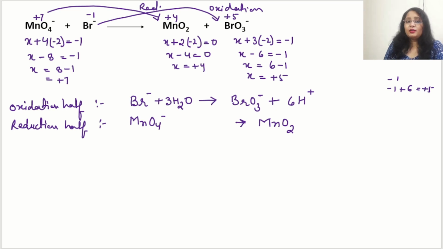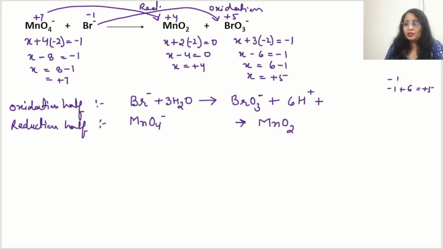So, on the right hand side plus 5 and left hand side minus 1. So, we need to balance this with the help of electrons. We will add the electrons. So, which side will we add? We will add the electrons to the side where there is plus 5. Because we added the plus ions on the right hand side, we will add the electrons also on the right hand side to balance the charge.